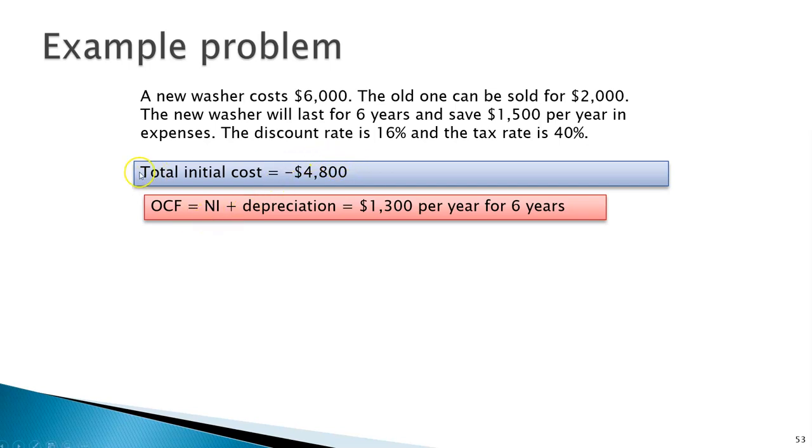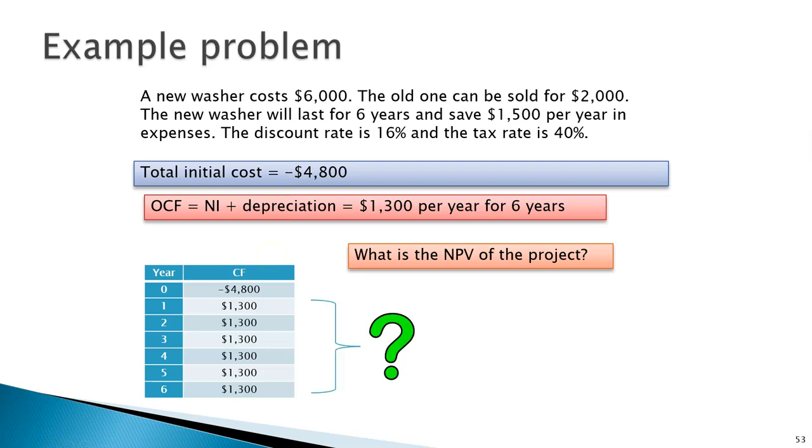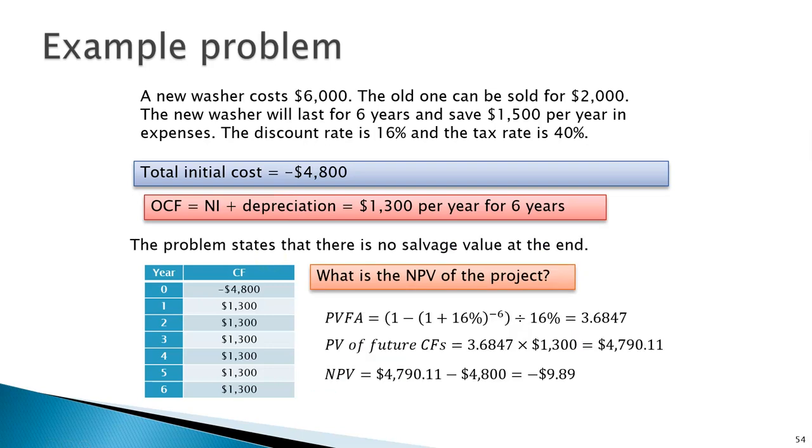We have an initial cost of $4,800. We can find the net present value of that. Here's what our cash flows look like. The net present value is the present value of these future cash flows minus the initial cost. And so the net present value of the project will be, I'm calculating these present values using the annuity factor. You can also use the present value function in Excel or the net present value function in Excel. All of those can get you the present value of these future cash flows. That turns out to be $4,790.